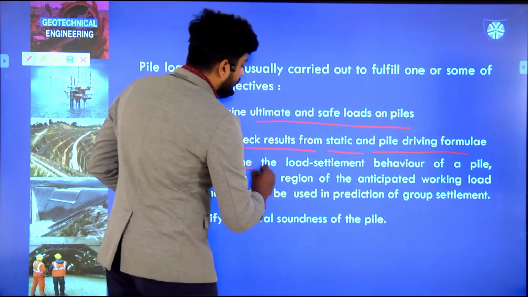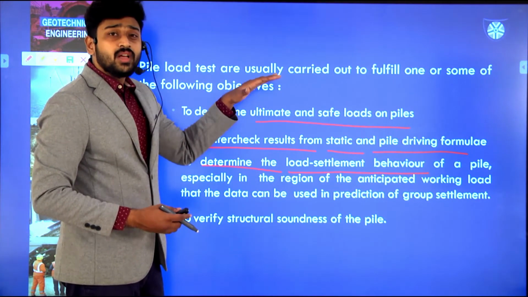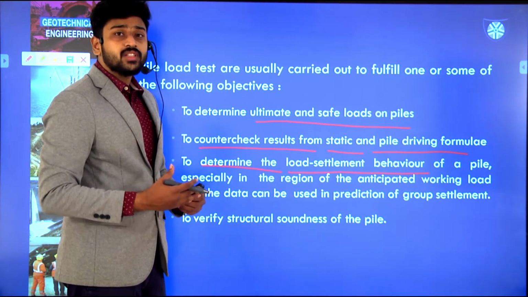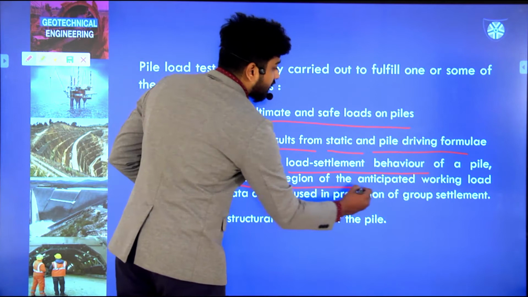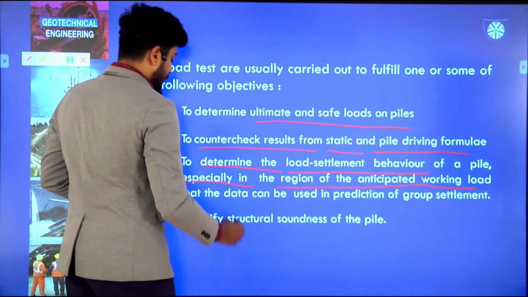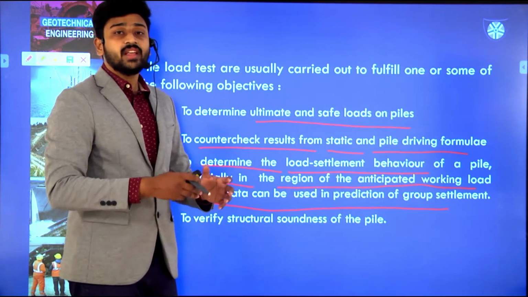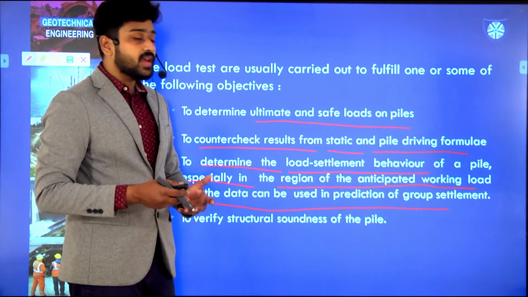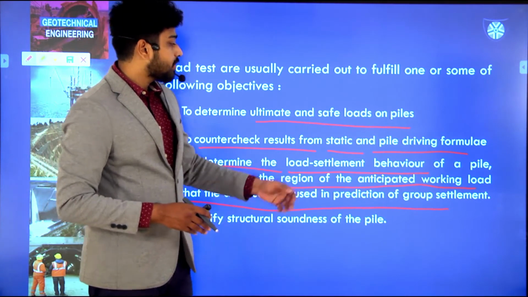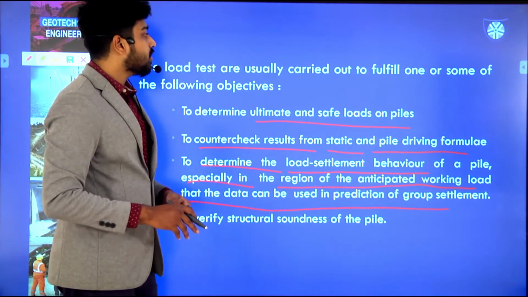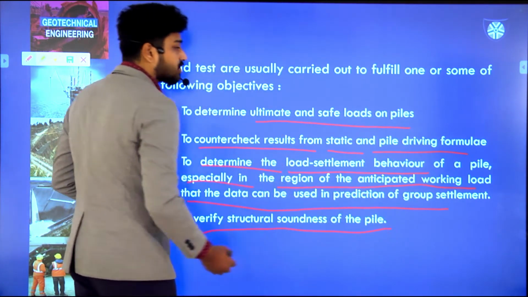Apart from that, it is helpful in determining the load settlement behavior of a particular pile. That means depending upon the amount of load that is applied, we can observe the settlement of a pile, especially in the region of anticipated working load. That data can be used in the prediction of the group settlement. If you are considering any group of piles attached to a pile cap, then the group settlement of the particular pile group can be predicted. Clear? So this test can be useful for that. And finally, it is helpful in verifying the structural soundness of the pile.